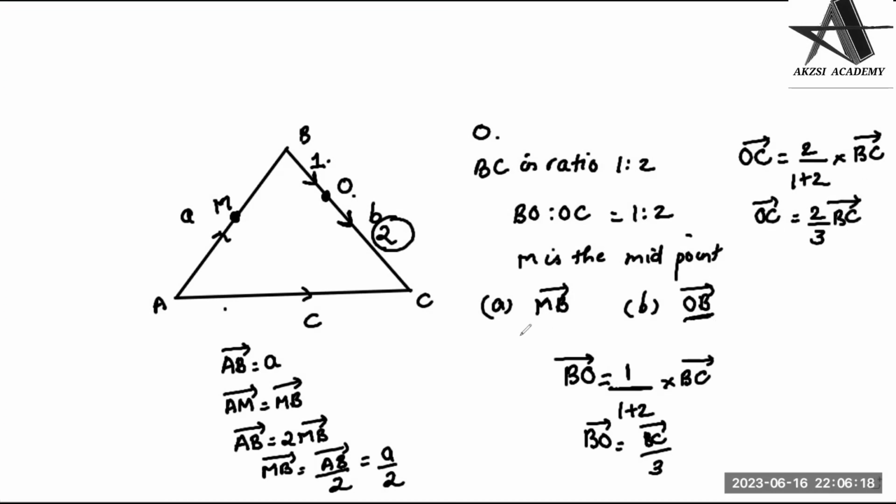Since they are asking O to B, I'll write B to C is given as B. So vector B to O is B/3, but they are asking O to B. So O to B, when I reverse the direction, the sign will become negative. Simple. So O to B will become negative B/3. That's your final answer.